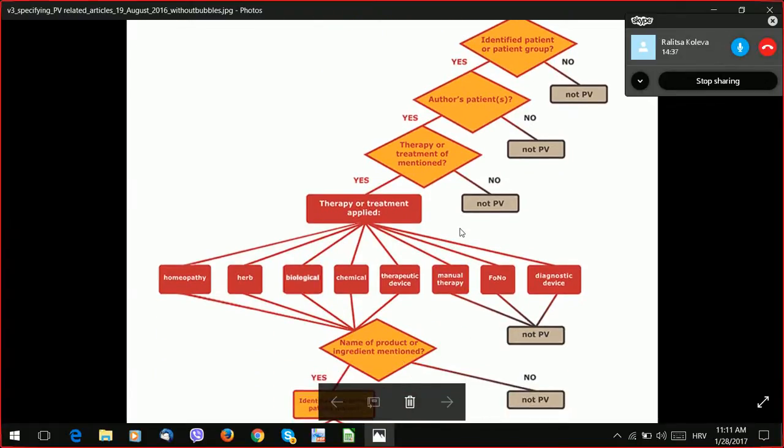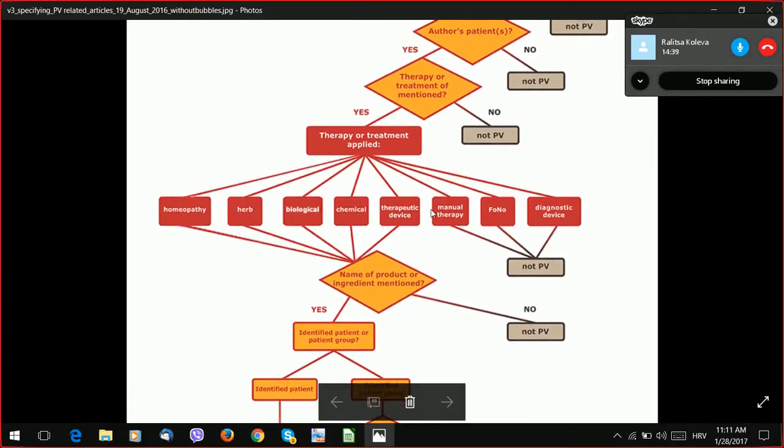If the therapy or treatment applied was one of these 5 here, so this group here on the left: homeopathy, herb, biological, chemical, and therapeutic device, you keep the article among the ones that go for reviewing, because these therapies get something into the body to cure. Homeopathic, herbal, or chemical therapies matter with or without the mention of the brand name.